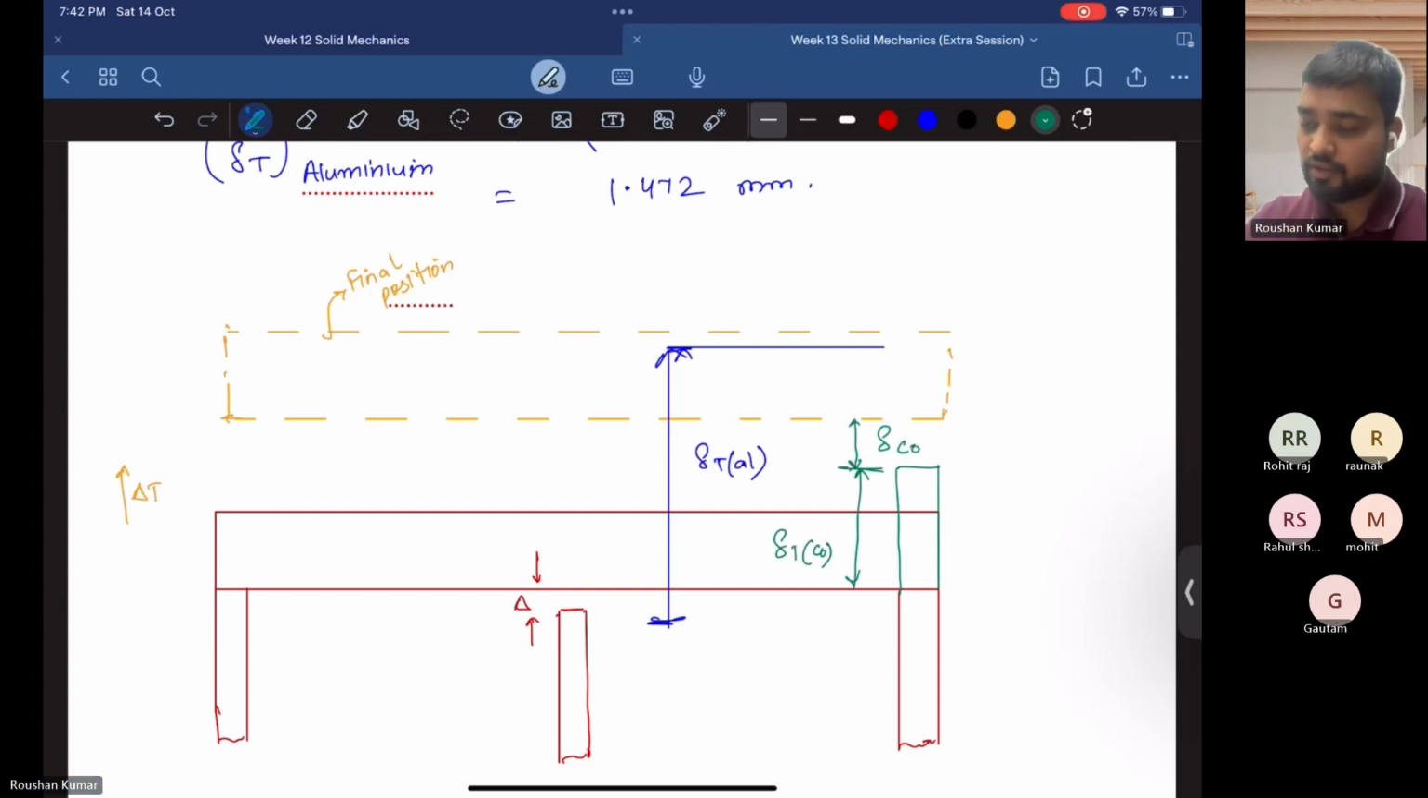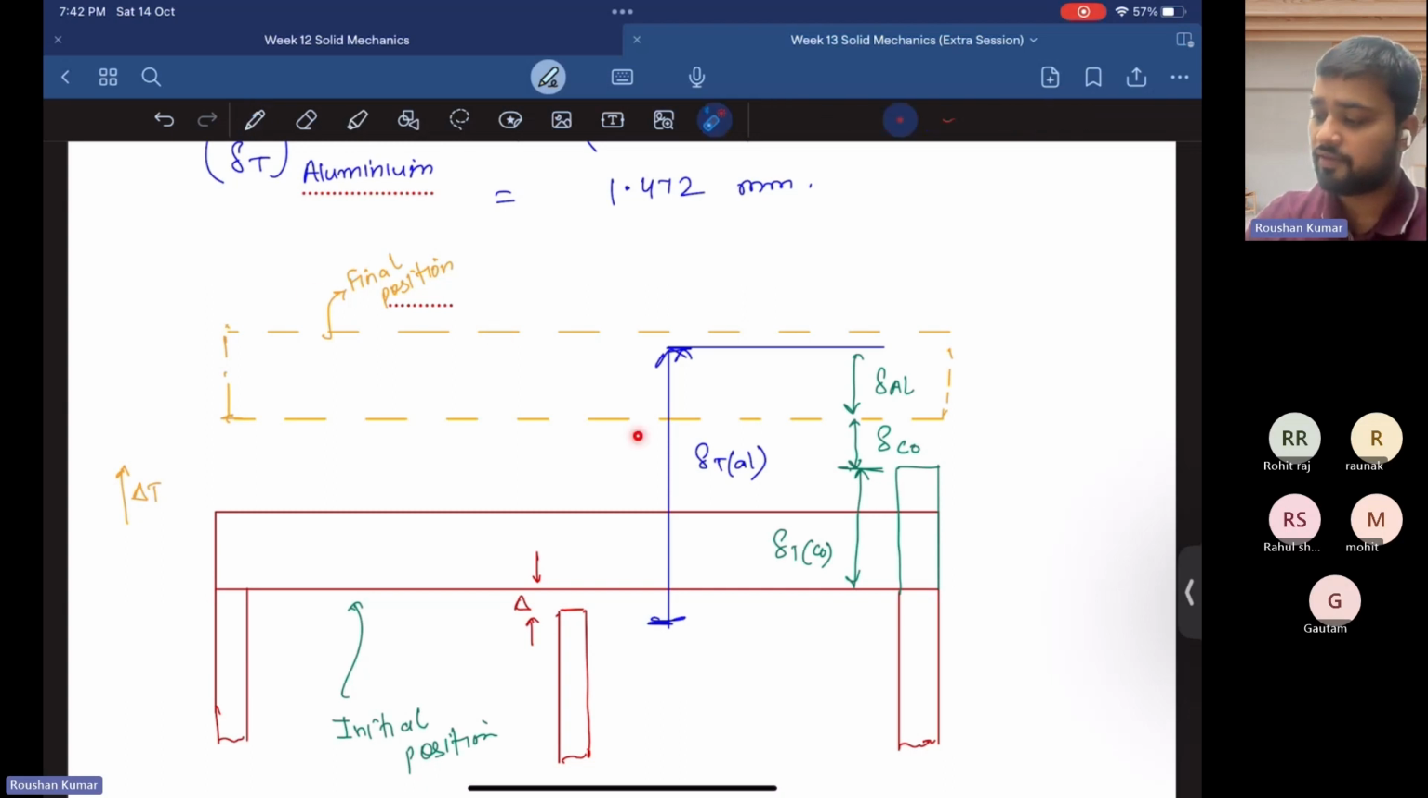And because of the elastic nature of aluminum, there is also some elastic change in length. There is also some deflection due to the elastic nature of the aluminum bar, and it is delta of the aluminum. So this is the initial position, and this is the final position of the entire slab. This is the final position, and this is the initial position of the slab. I hope you are understanding.